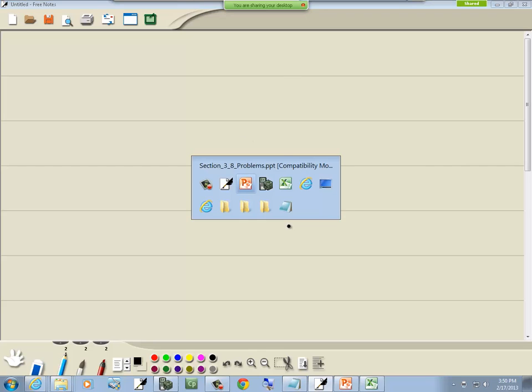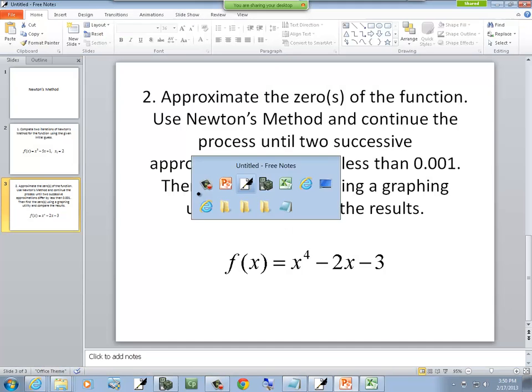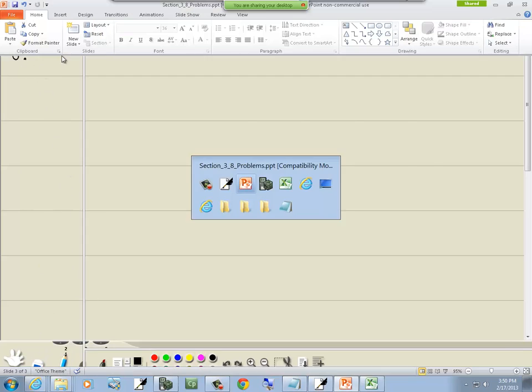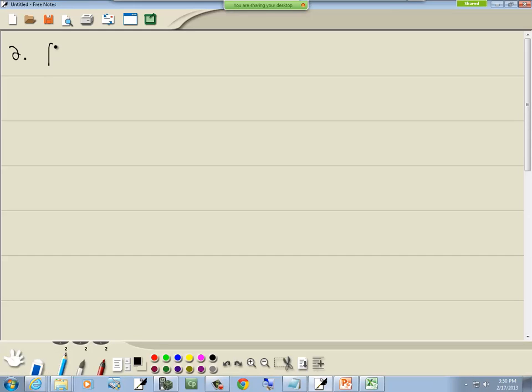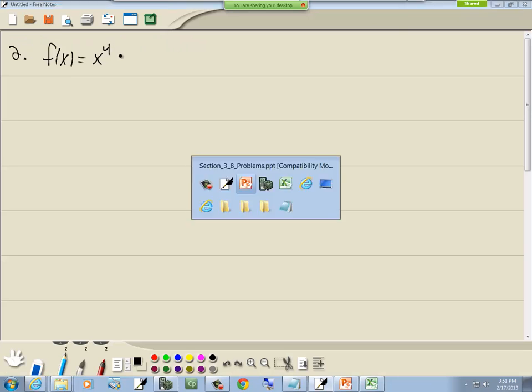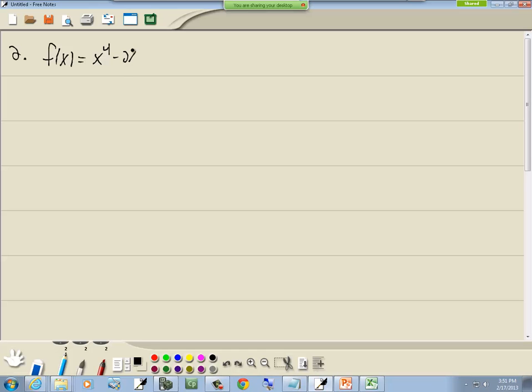So now take a look at this one. I'm going to use technology for this. This is number 2, I guess. So we got f of x is equal x to the fourth minus 2x minus 3. Now I need my derivative, so the derivative of that would give us 4x to the third minus 2. I also need a guess.